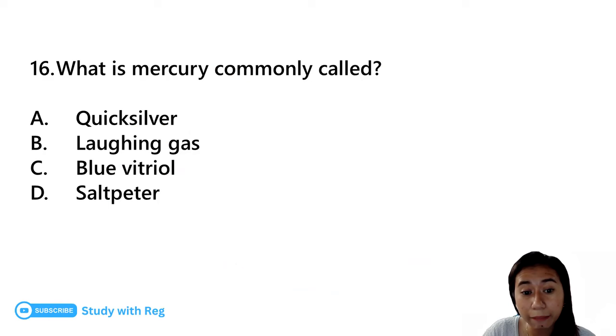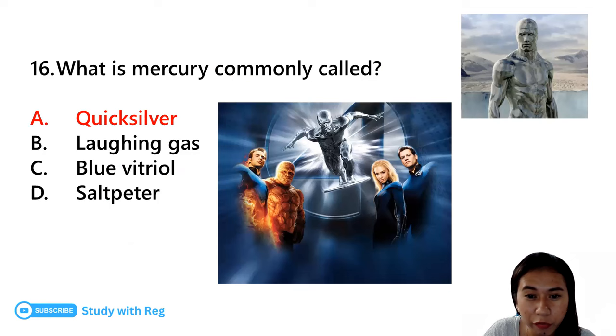Pag sinabi natin room temperature, it is between around 20 to 22 degrees Celsius. So, that's the only metal that is liquid at normal temperature, no? At room temperature. So, mercury is also known as the Quicksilver. Oh, yung sa Fantastic Four na movie, 'di ba? Si Quicksilver, mercury siya, no? At room temperature, yung mercury is liquid.